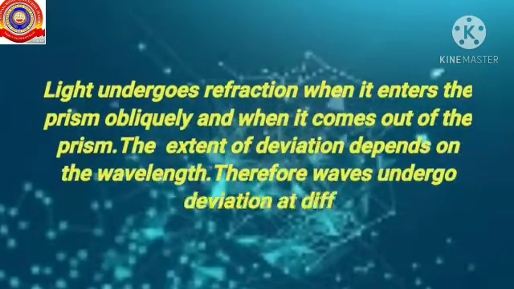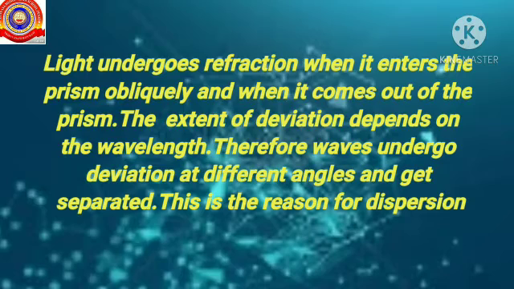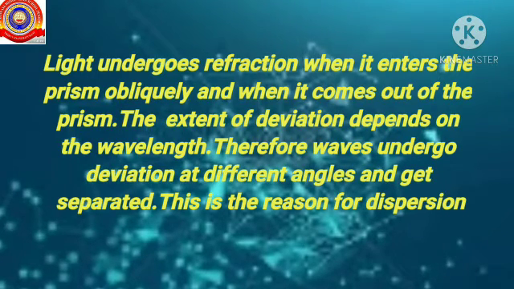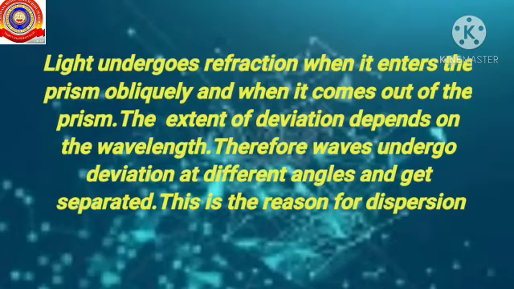So let's see what the reason for dispersion is. Light undergoes refraction when it enters the prism obliquely and when it comes out of the prism. The extent of deviation depends on the wavelength. Therefore, the colors undergo deviation at different angles and get separated.